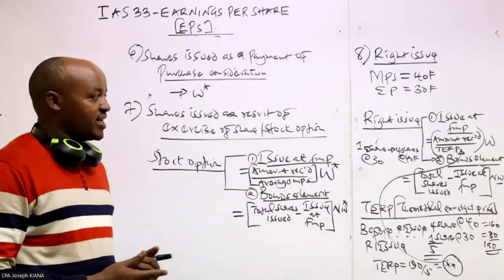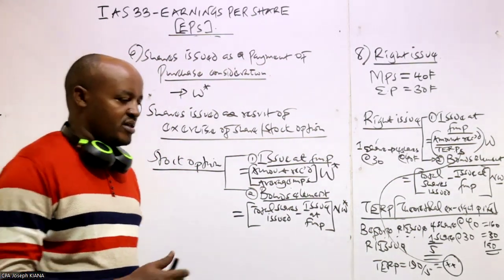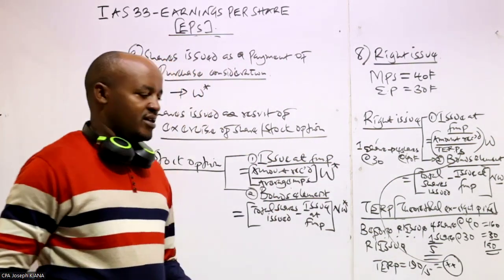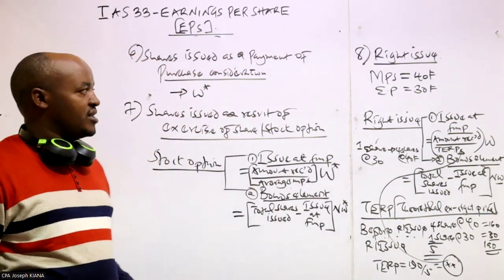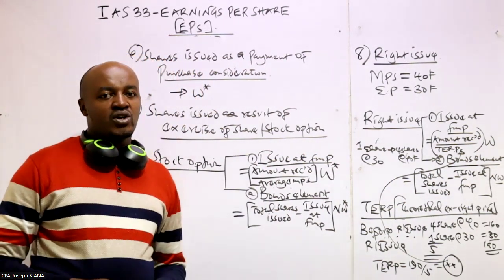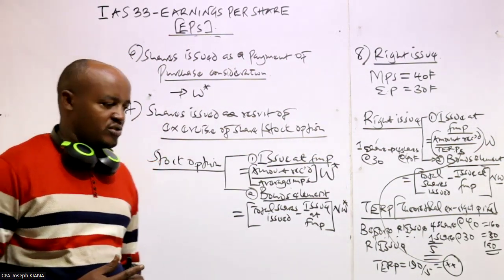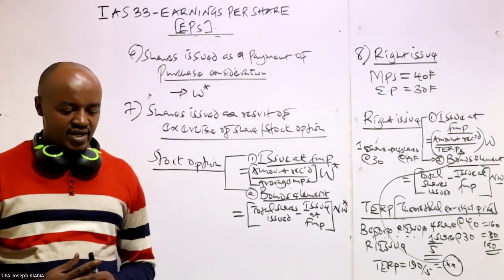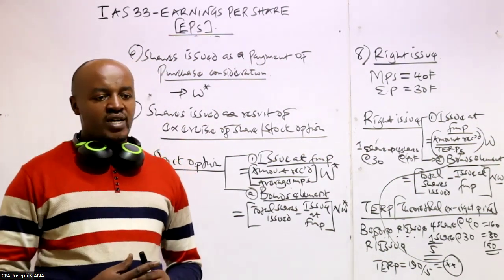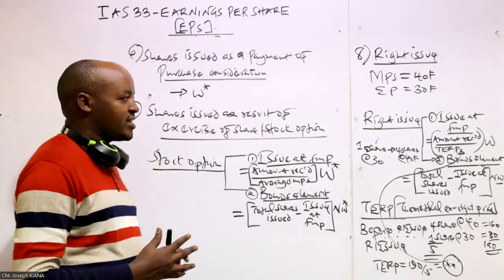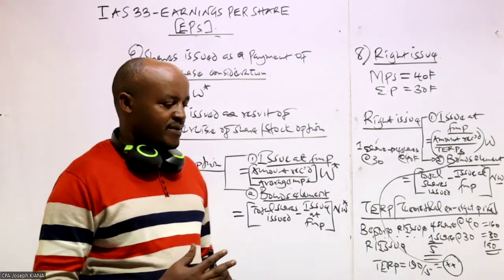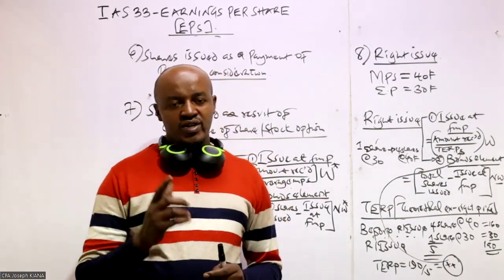So basically, these are some of the causes of the change in the number of shares which were issued in the course of the year. And that brings us to the end of that session. Once we come back in our next session, we're going to look at an illustration regarding the computation of basic earnings per share. So see you in the next session.